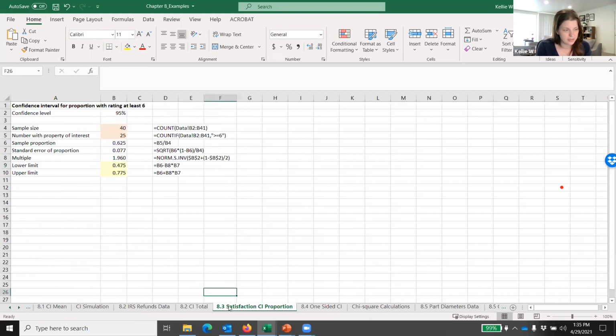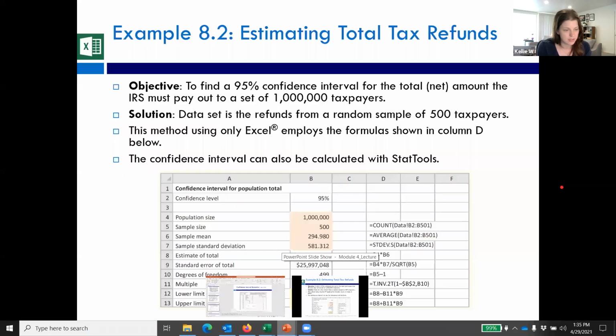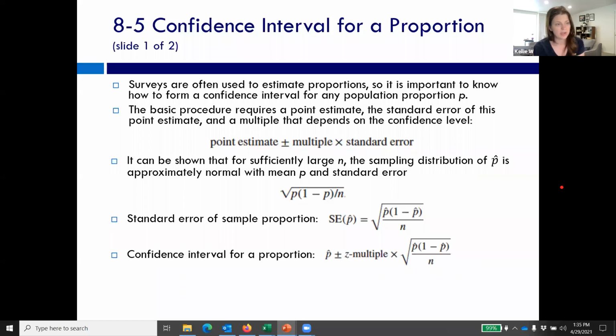Going back to the slides. We can also calculate confidence intervals for proportions. Surveys are often used to estimate proportions, so it's important for us to know how to form a confidence interval. We'll call the population proportion P. The basic procedure looks exactly the same: point estimate plus or minus some multiple times the standard error. With a sufficiently large sample size, the sampling distribution is approximately normal, the mean will be P, and the standard error will look like this formula right here.